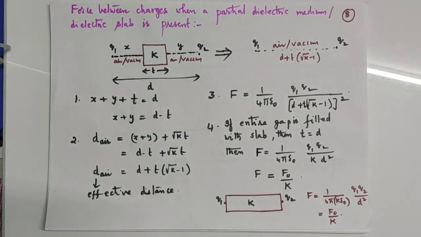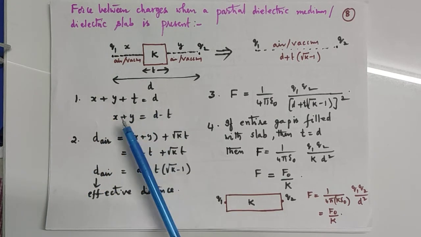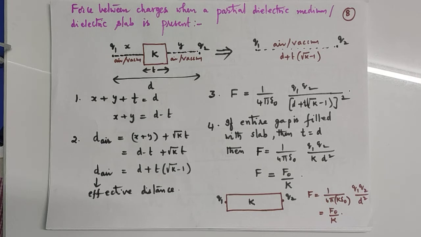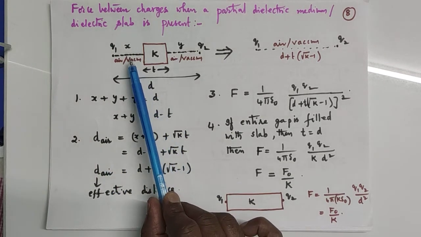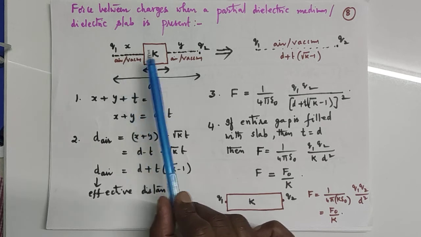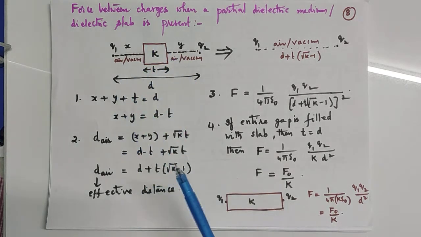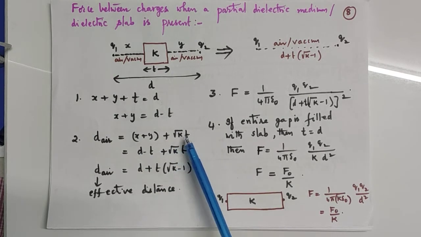So from the diagram we have x plus y plus t is equal to d, so x plus y is equal to d minus t. Now, what is the effective distance that will be felt by the charges in air or vacuum? The effective distance d air is, what is the distance in air here? x plus y, plus, when a medium is present, the distance felt by the charges in air will be root k times t.